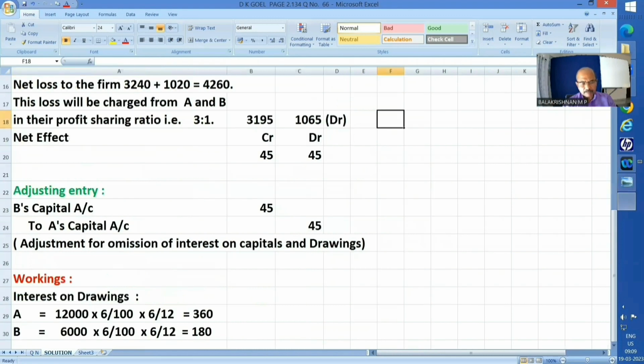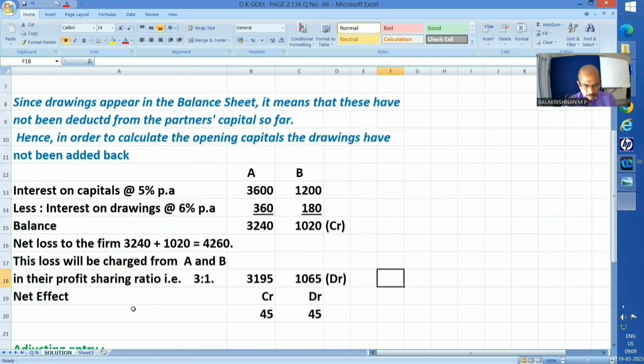Now, what is the net effect of the interest? Interest on capital 3,600 and interest on drawings 360 for this gentleman, here 1,200 and 180. So 3,240 and 1,020 is the net interest amount. That is a credit to them. Interest has to be credited to the partners. So 3,240 and 1,020, they are eligible for credit.